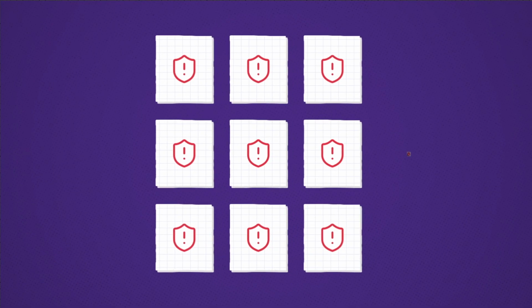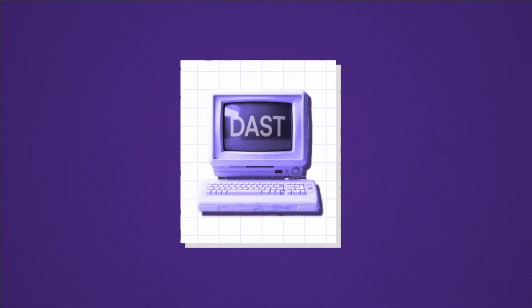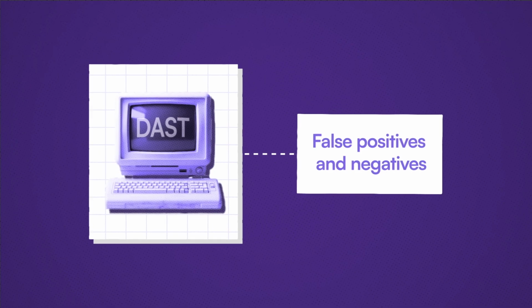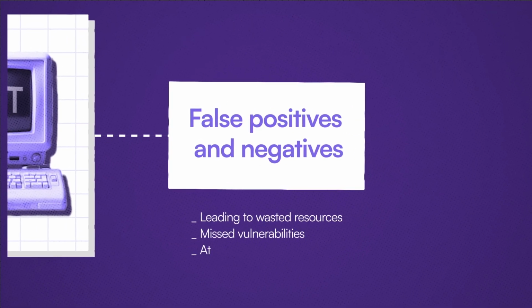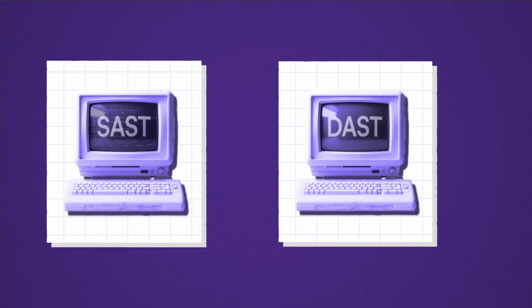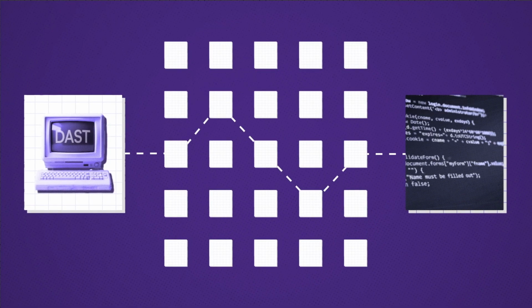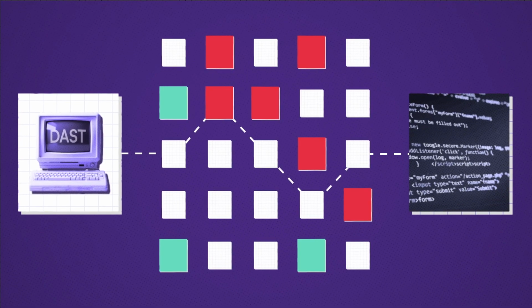This can result in vulnerabilities going undetected, as attackers may exploit untested areas of the application. DAST can generate false positives and negatives, leading to wasted resources and missed vulnerabilities that attackers could exploit. Unlike SAST, DAST cannot analyze code directly, which makes identifying the root cause of vulnerabilities and addressing them more challenging.